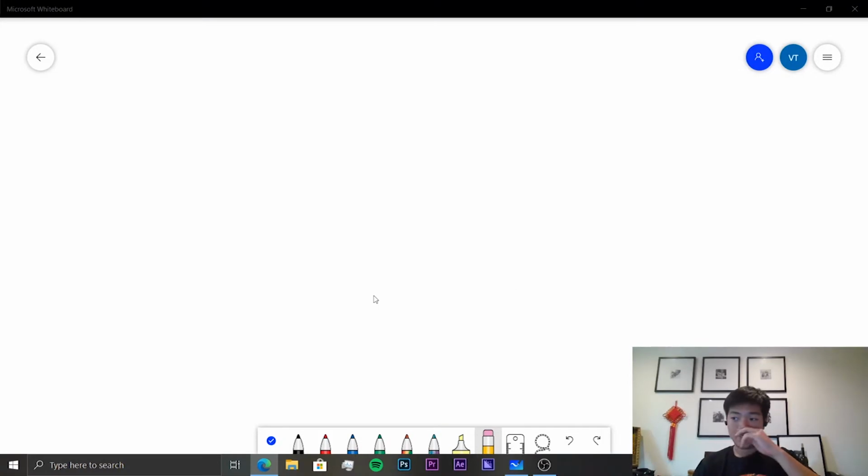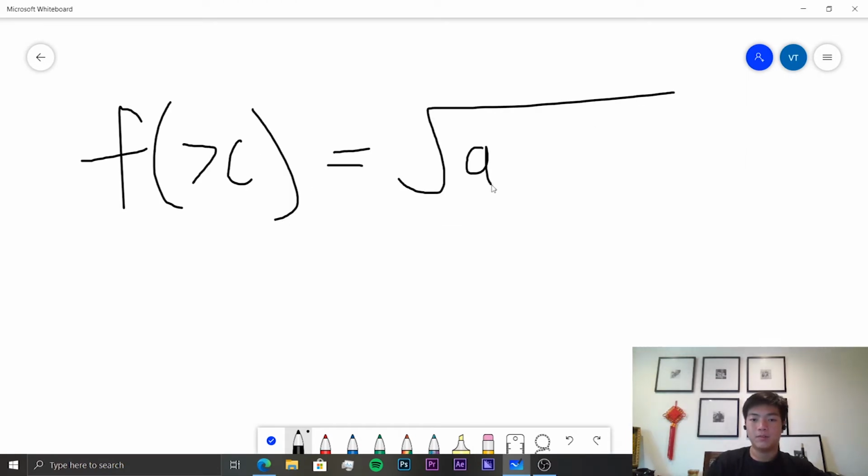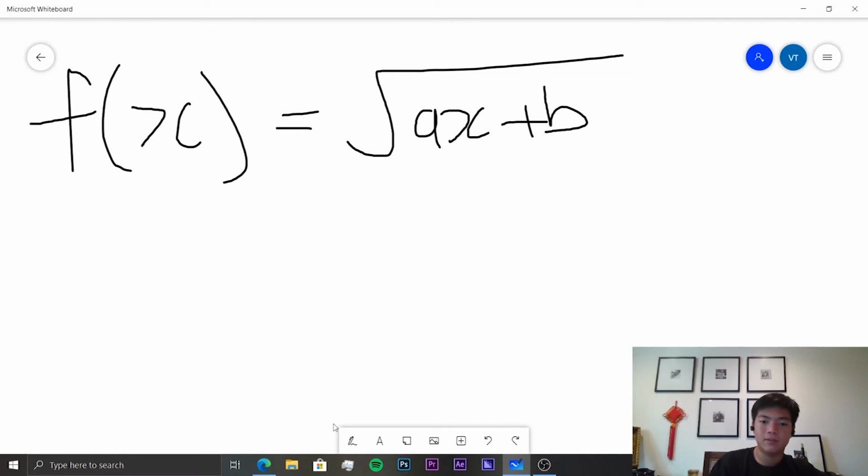So what is a radical function? A radical function is a function that looks like this, where you have the square root of a linear equation, say ax plus b. This has to be the square root. So there are some restrictions, of course, because of the radical.